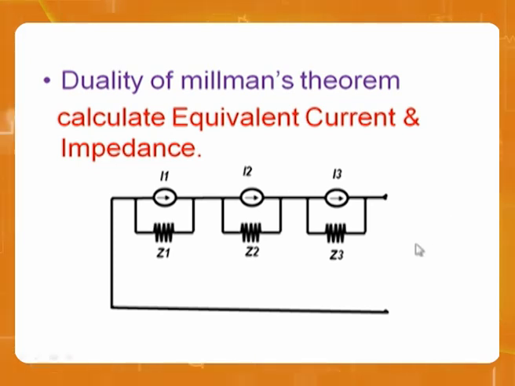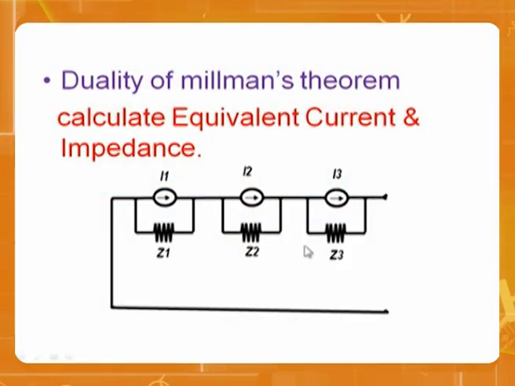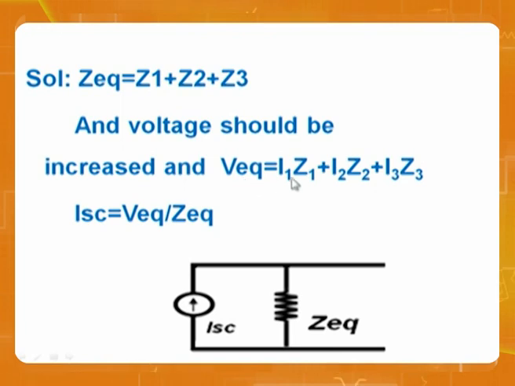As we already discussed, while calculating impedance, all current sources are open circuit. Now, if you open these current sources, what is the total impedance? Simply, they are in series. The sources are in parallel, but the impedances are in series. So Z1 plus Z2 plus Z3, that's the answer. Then what about voltage? Voltage is nothing but I1 Z1, voltage 1, voltage 2, voltage 3. Then what is the final current?